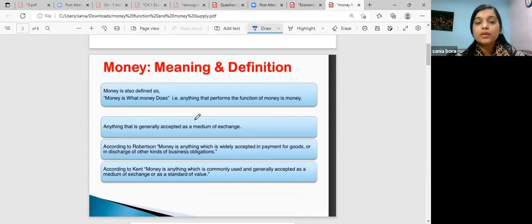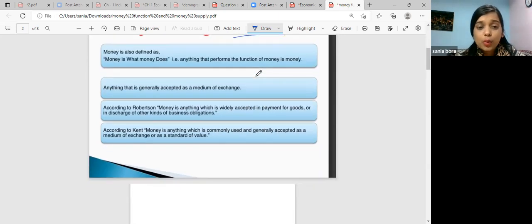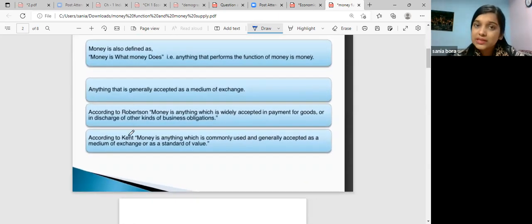Okay. Now, that was the meaning, right? But now we'll come to the definition as well. So what is a definition? The definition will always be according to this person or that person, right? So basically we have two scholars, or two economists, you can say. One is Robertson and the other one is Kent.